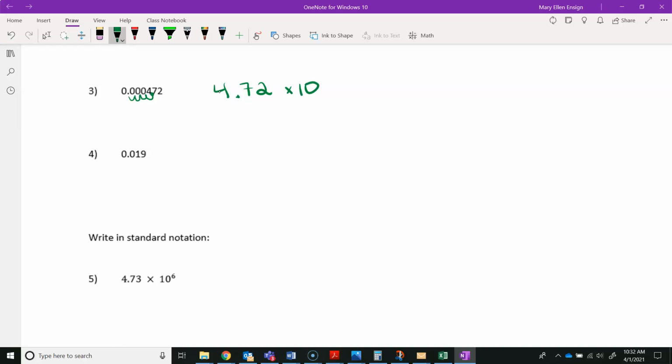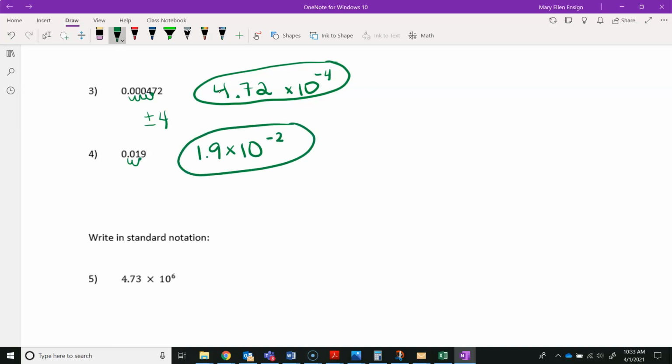I moved 1, 2, 3, 4 times, so I know I need either a plus or a minus 4. Remember my rule, small number, less than 1, which I clearly have here, gets a negative exponent. So 10 to the negative 4th is like 1 over 10 to the 4th, which is 1/10,000th. So 4.72 is getting multiplied by 1/10,000th, and that makes a little tiny number. Same idea here. My decimal point would go here. It's going to be 1.9 times 10 to the negative 2nd.